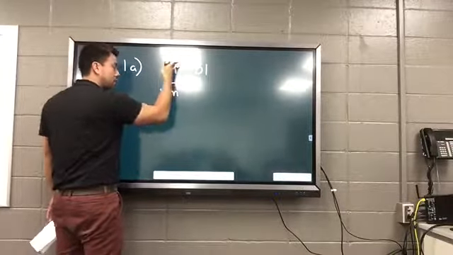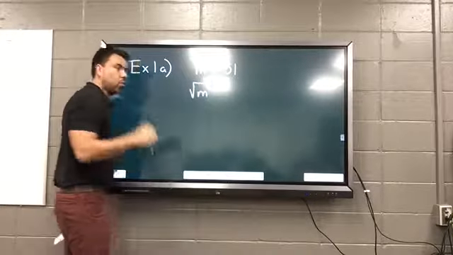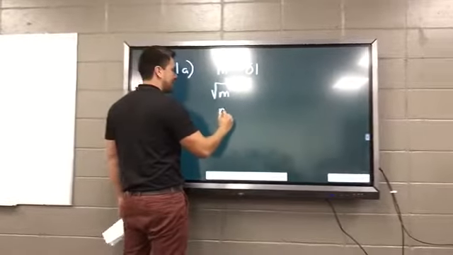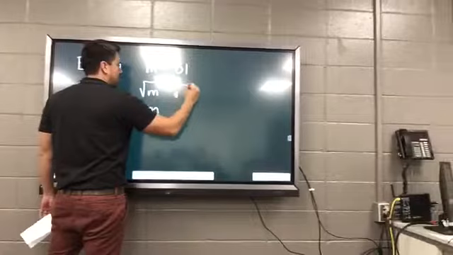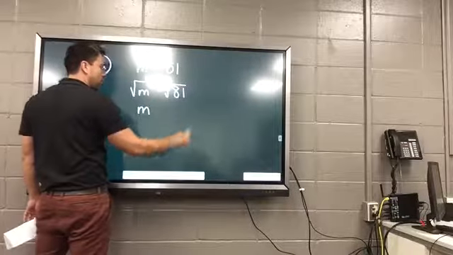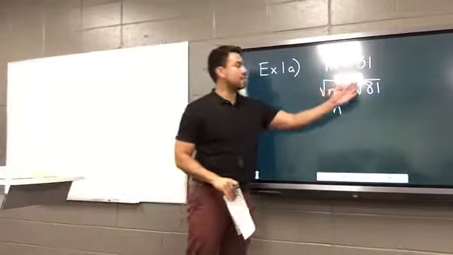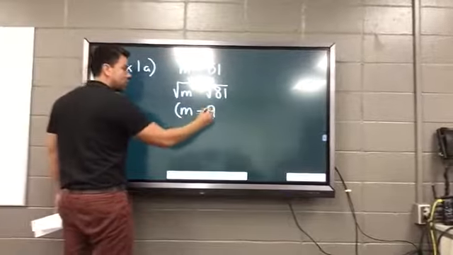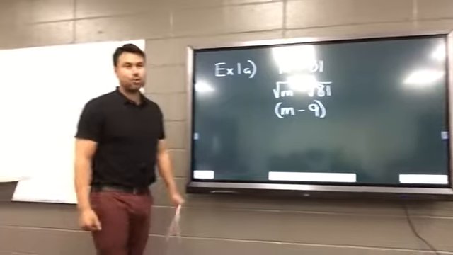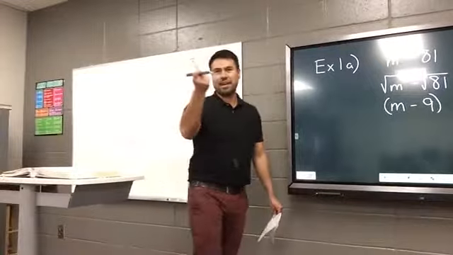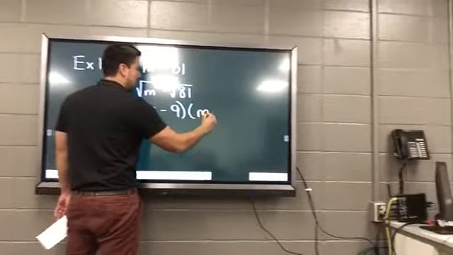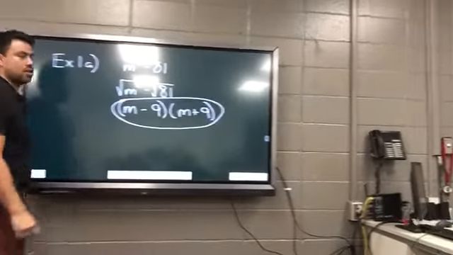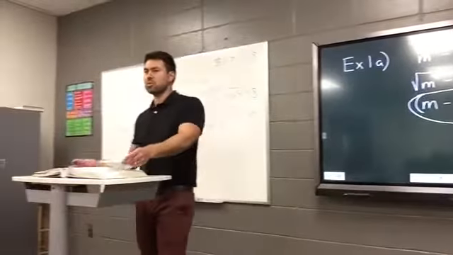This is how I work it out, working vertically here. What's the square root of m squared? What number times itself gets me m squared? M. And I'm going to subtract the square root of 81. What number times itself gets me 81? 9. That's my first binomial, m minus 9. What would my second binomial be? M plus 9. Once you get the first binomial, the second one is automatic. That's your answer. You just factored a difference of squares.